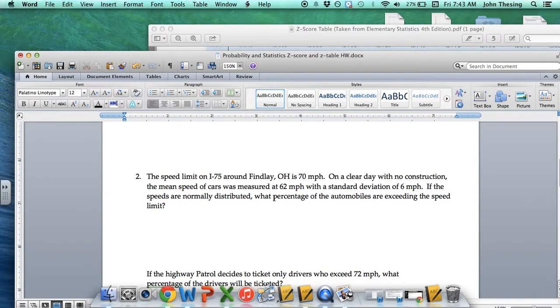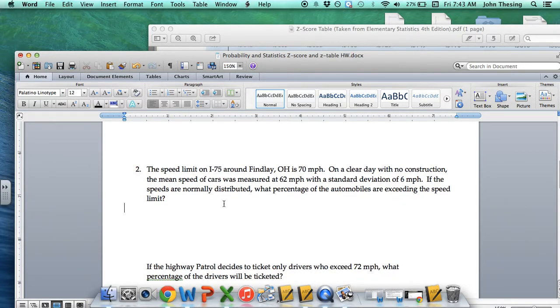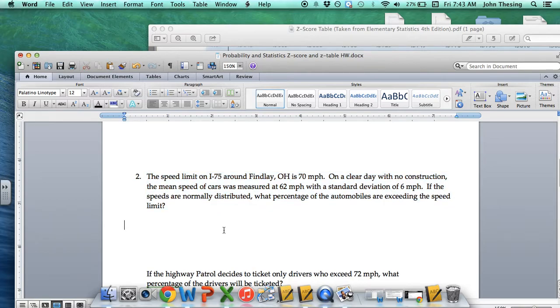Now you do get some really good questions like this, and people actually look at data like this. So if the speeds of cars are normally distributed, which I'm going to go out on a limb and say is probably not unreasonable to think for speeds of cars on highways, it follows a bell curve. It's probably not exactly normally distributed, but it might be. Anyway, the speed limit on I-75 around Findlay, Ohio is 70 miles an hour. On a clear day with no construction, the mean speed of cars was measured at 62 miles per hour with a standard deviation of 6 miles per hour. If the speeds are normally distributed, what percentage of the automobiles are exceeding the speed limit?